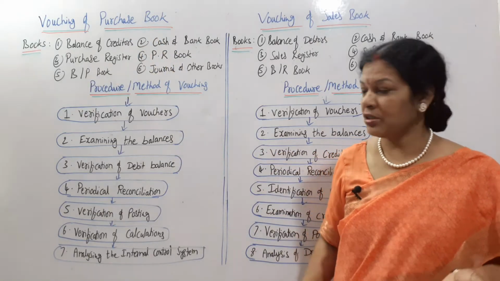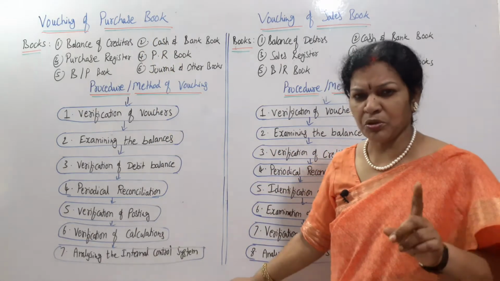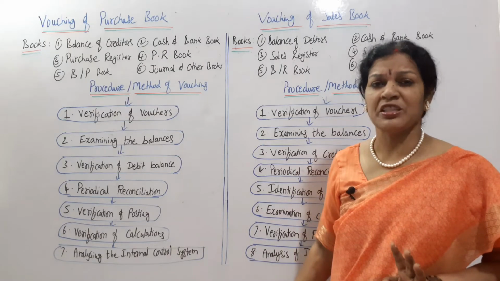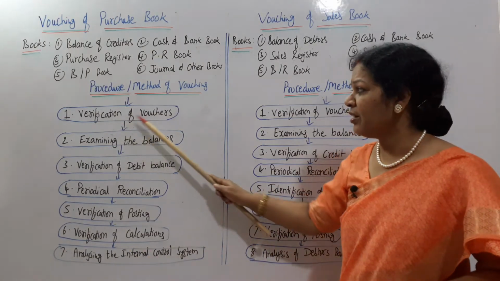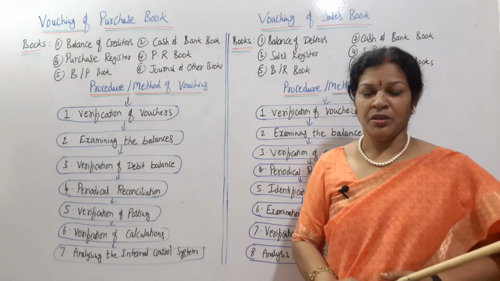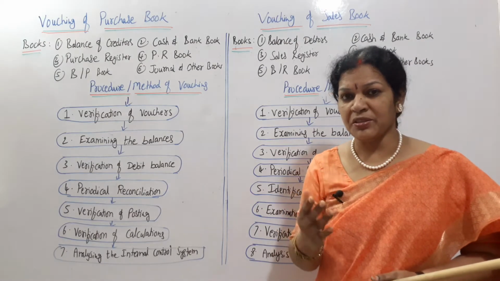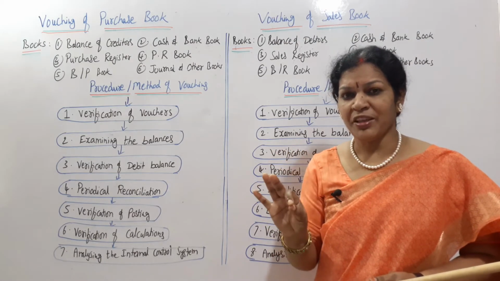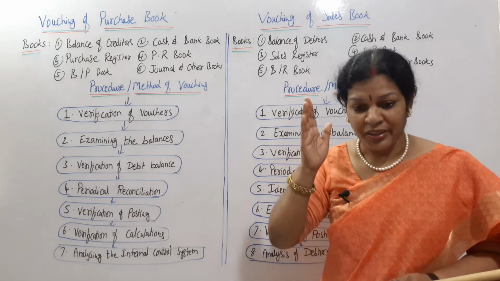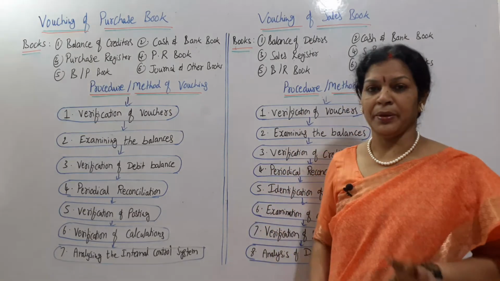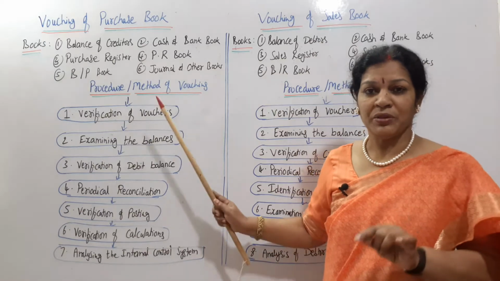How to vouch this? There are different processes, a total of 7 steps. The first step is verification of vouchers. When I am purchasing goods on credit basis, for every purchase there will be a supporting voucher. That voucher you have to observe, first step. Okay, voucher we have to observe.